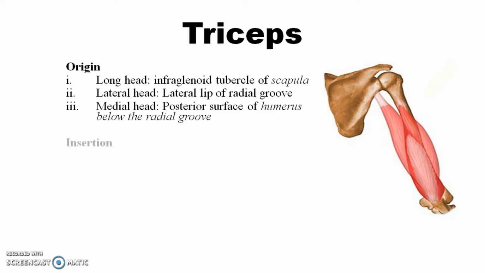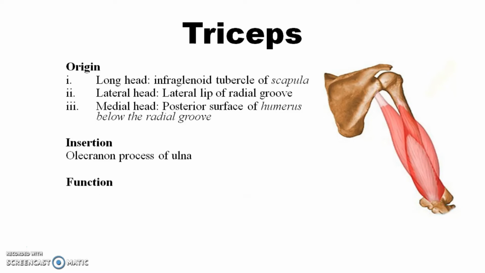Now talking about insertion, the triceps muscle altogether forms a single tendon, and then it gets inserted into the olecranon process of the ulna. So it is inserted into the medial bone of the forearm region. In the ulna we have another important feature called the olecranon process, which is seen in the posterior aspect. This olecranon process gives insertion for the triceps muscle.